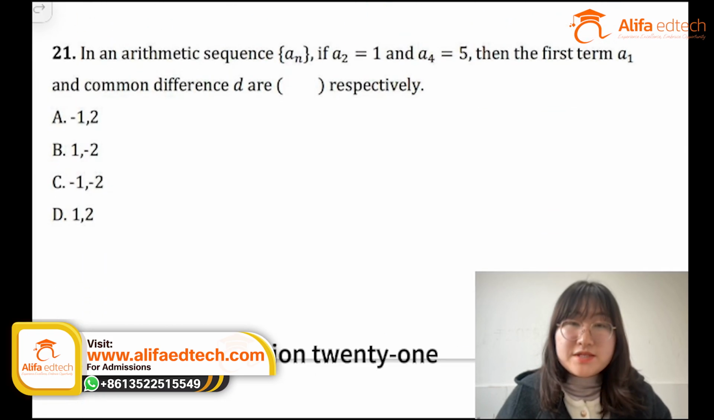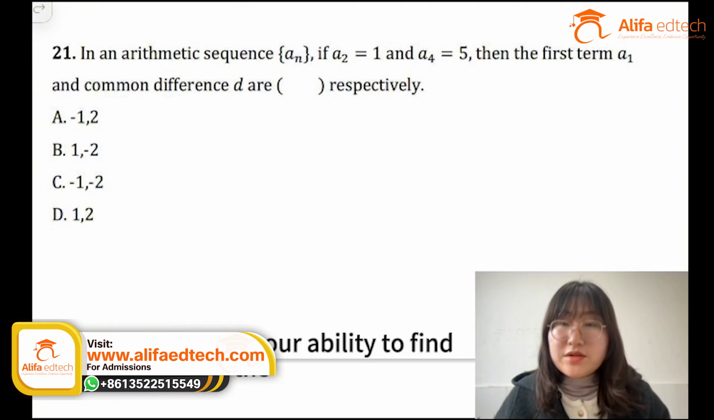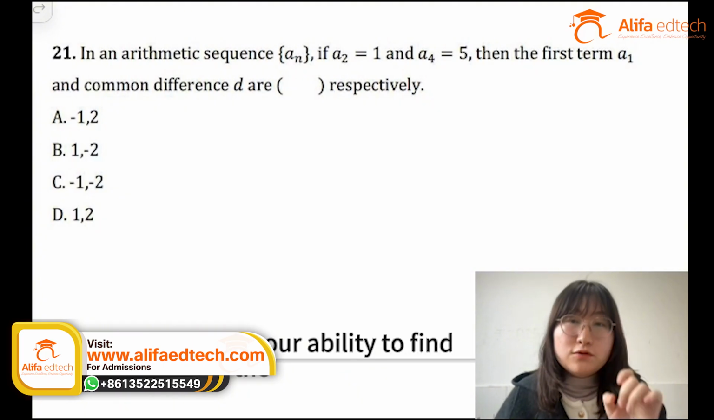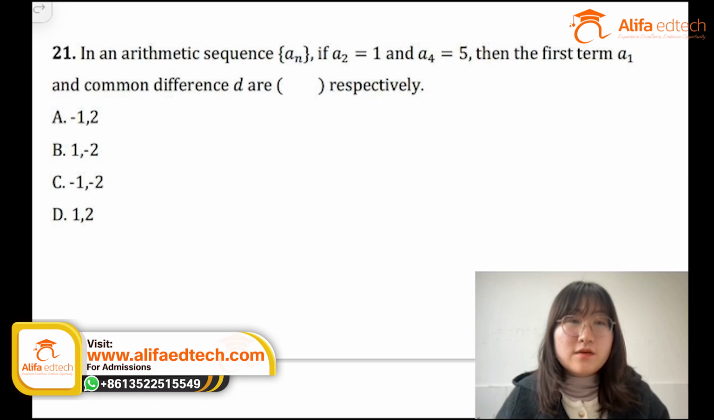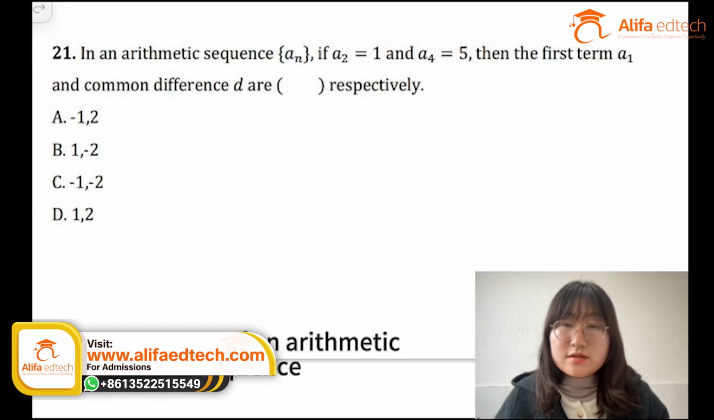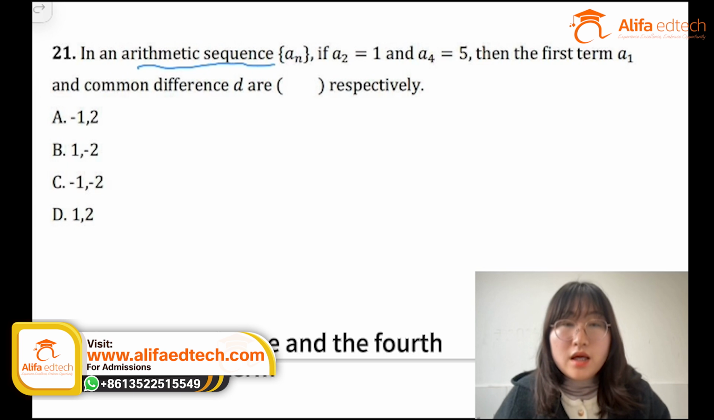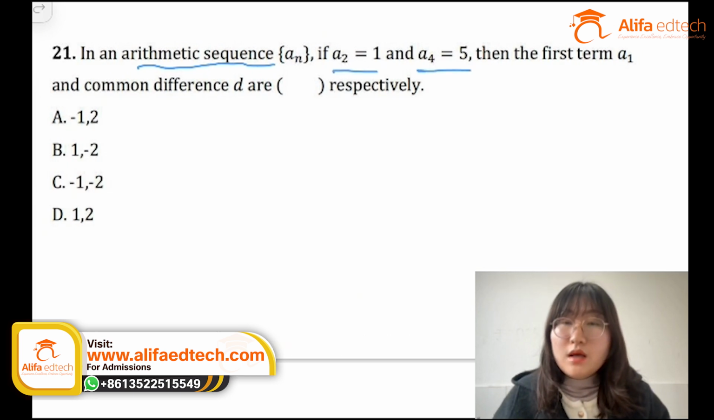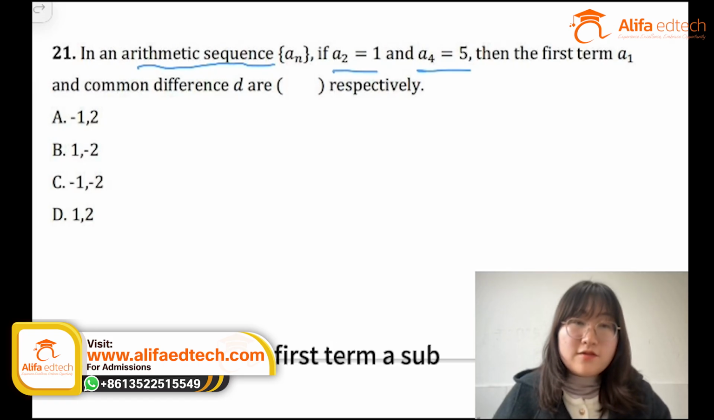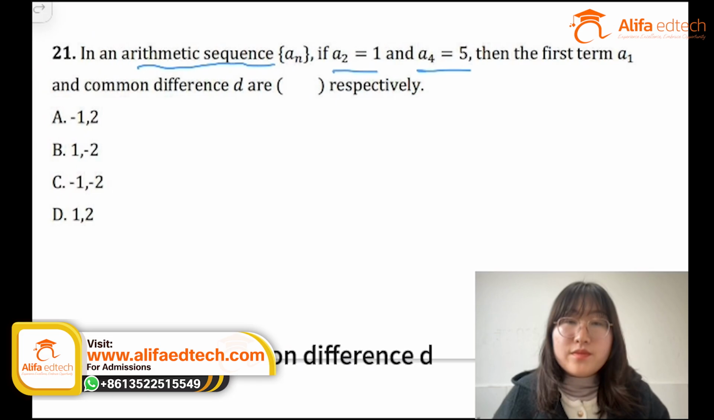Moving on to question 21. This question tests your ability to find the fundamental parameters of an arithmetic sequence. We are given a sequence where the second term, a sub 2, equals 1, and the fourth term, a sub 4, equals 5. We need to find the first term, a sub 1, and the common difference d.